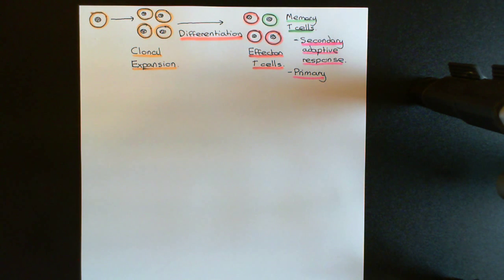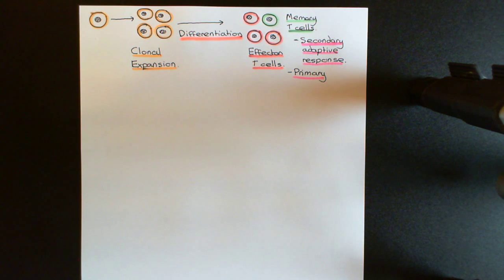So this time it will take the antigen presenting cell much less time to actually find one of these relevant T cells. So I'll stress that the memory T cells, they serve exactly the same function as the naive T cells, except that they live much longer.